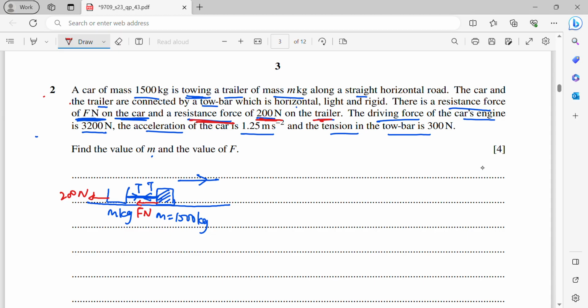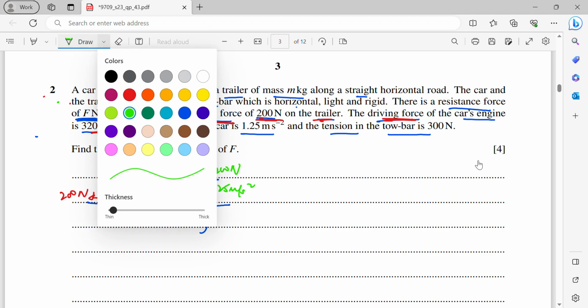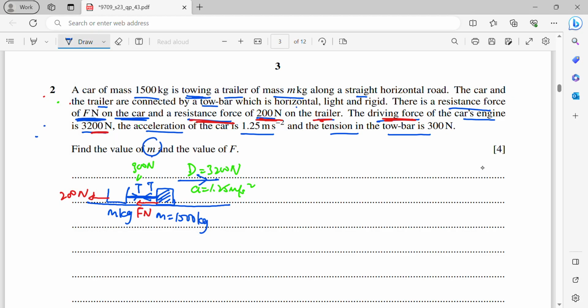Right? And then it's given that the driving force of the car's engine is 3,200. So here I will write driving force equals 3,200 Newtons. Acceleration is 1.25, so A equals 1.25 meter per second squared. The tension is 300. This T is 300. Right? So now, to solve this question, to find the M and also the F, we need to refer to Newton's second law, which is F equals ma. This is Newton's second law.